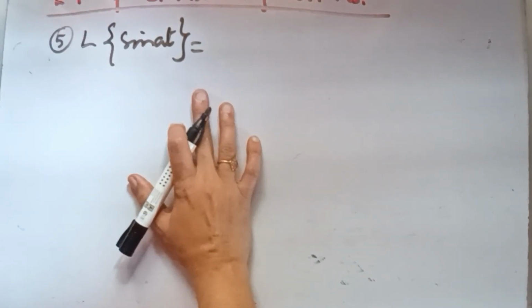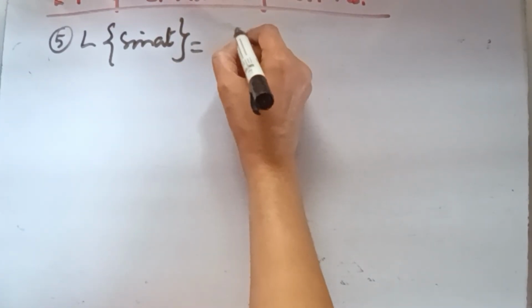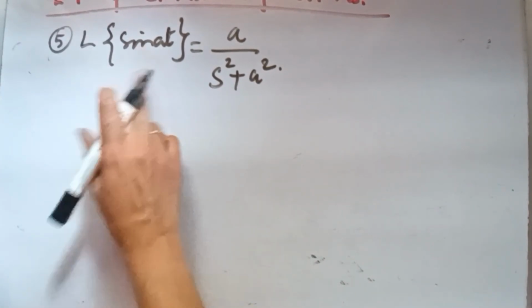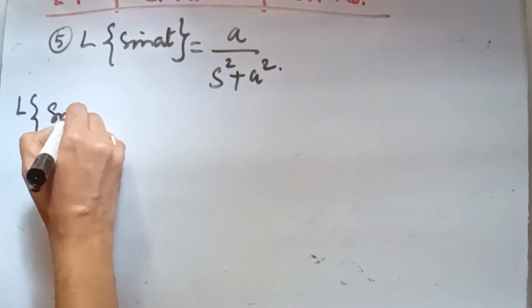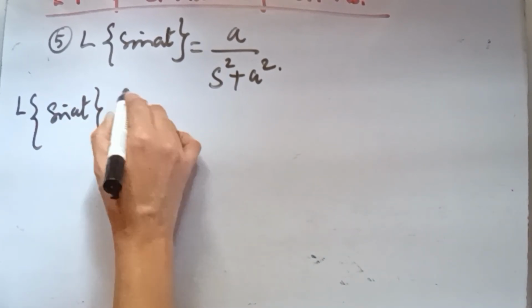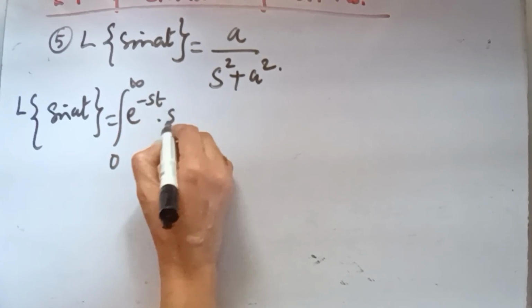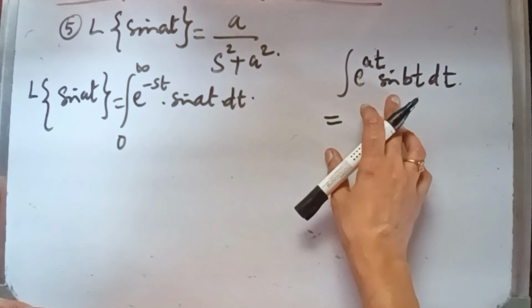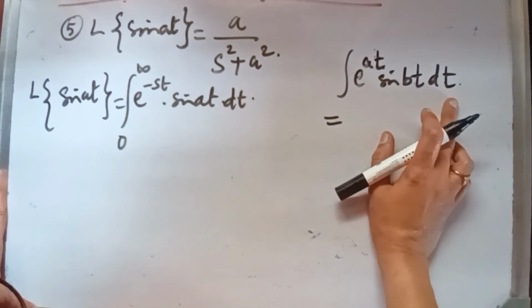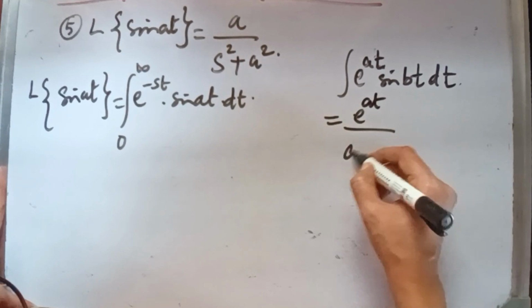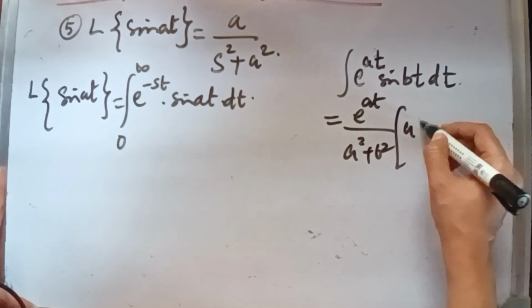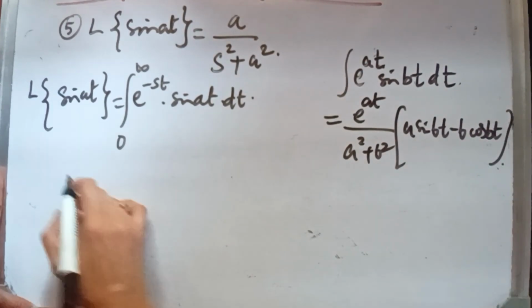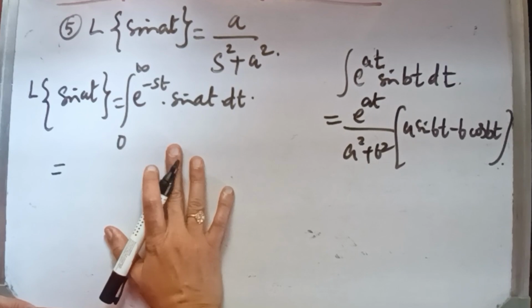Next is the Laplace transform of sine at. This is given by a by s square plus a square. This is proved using the definition of the Laplace transform: integral from 0 to infinity of e power minus st into sine at into dt. To evaluate this integral, you have to make use of this formula: the integral of e power at sine bt with respect to t is e power at divided by a square plus b square into a sine bt minus b cos bt. So apply the formula here and get the required transform.